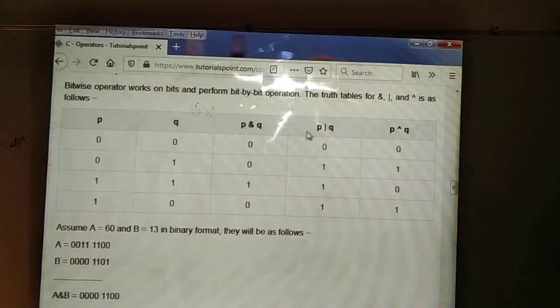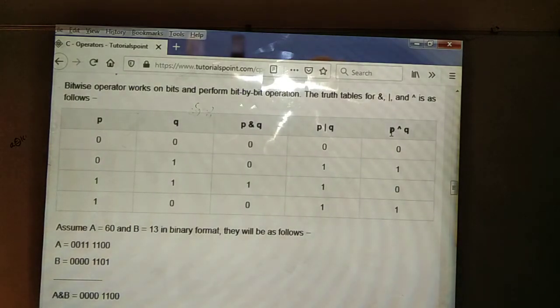P or q. What is the p or q condition? In the P or Q, if any one operand is true, you will get true, otherwise false. See, here the first two operands of P are false, means you will get false. In P or Q, at the second position, one operand is true, means you will get true. Here we are going to be getting true. In this way we need to get the results.